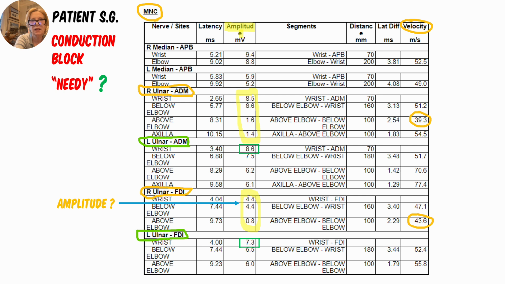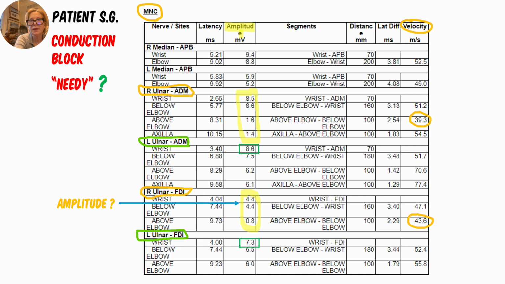So is it needy? Well, if you take a look at the ADM, it's like those little cartoons, stimulating and responding. If they stimulate at the wrist into the ADM, they're getting an amplitude of 8.5. In general, anything over 6 is normal. If you look at the ADM on the left, that's a normal control, 8.6. But if you're stimulating above the elbow, axilla, and across the elbow, and recording distally into the ADM in the hand, the maximum they're getting is 1.6.